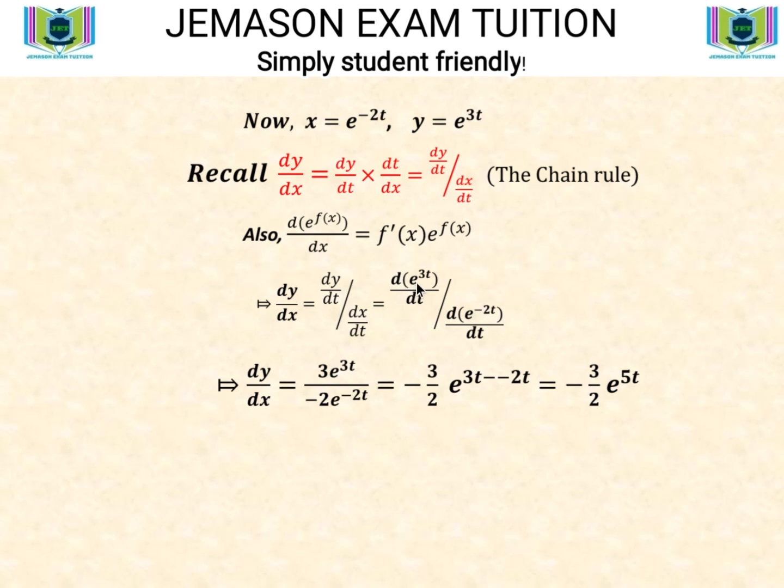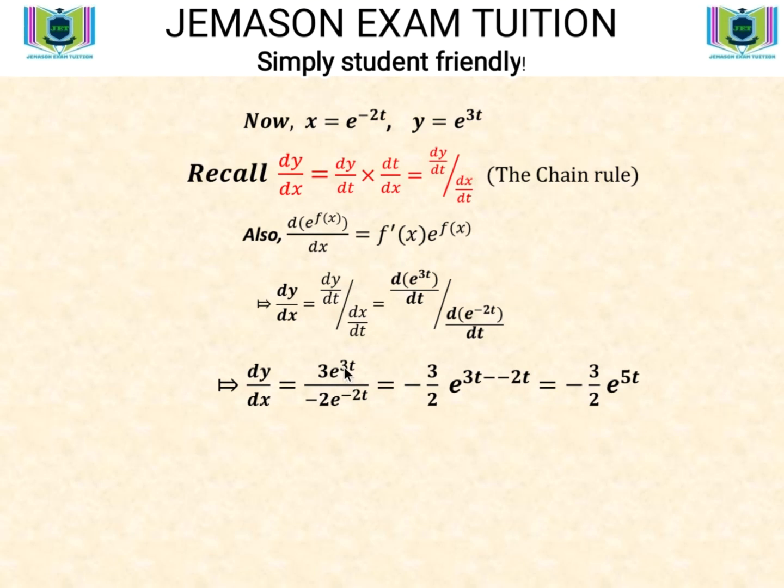So e to the 3t differentiated will give 3e to the 3t. Again, the differential of 3t with respect to t is 3, and then it has to multiply the function in order to get the derivative with respect to t as already outlined above. And the differential of e to the negative 2t with respect to t should give negative 2e to the negative 2t. So the differential of the power, negative 2t, will give negative 2, then we multiply by the function to have the derivative of x with respect to t.